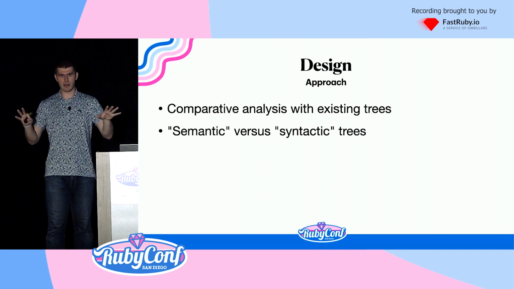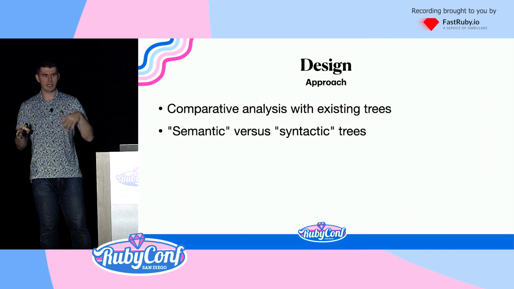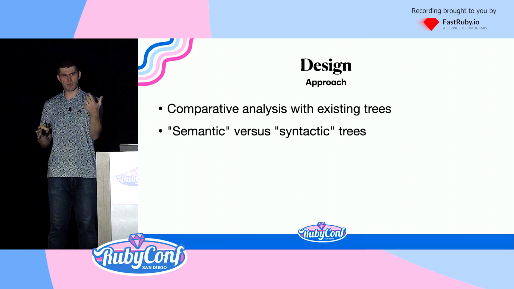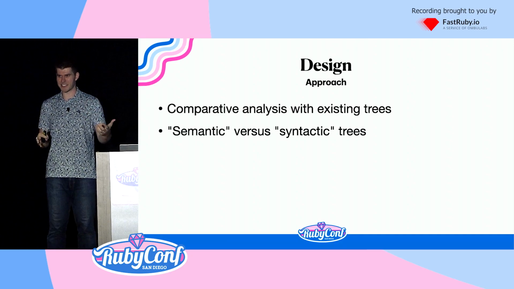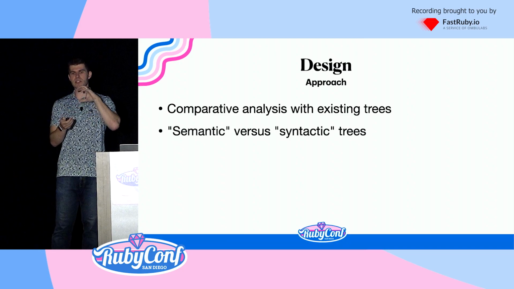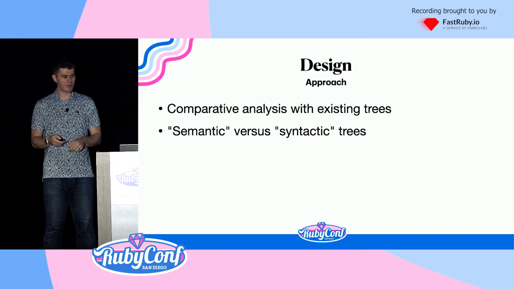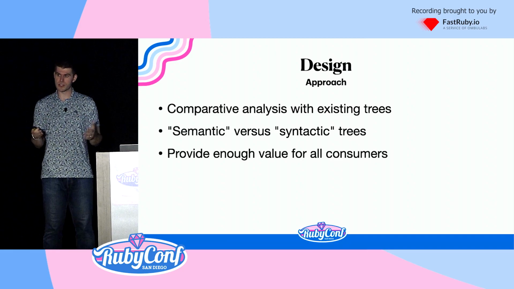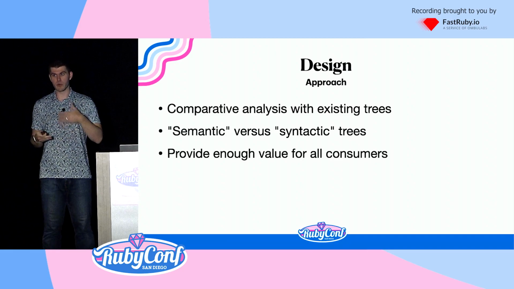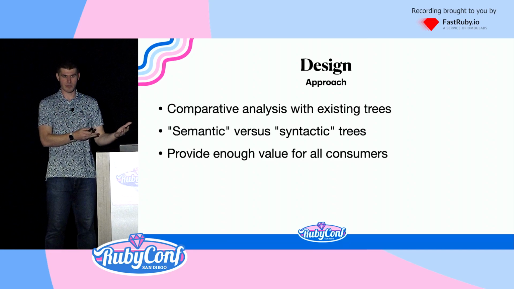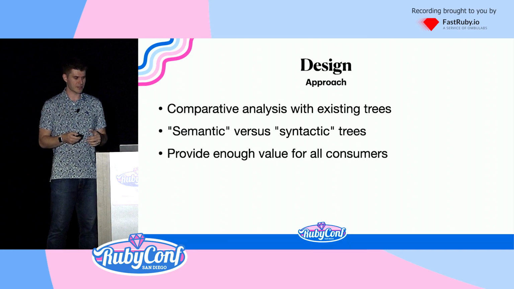That doesn't mean anything semantically, because if you're writing to a constant versus writing to a global variable, those have very different semantics. So we wanted to have only nodes that represented the semantics of the tree and not the syntax of the tree. But we wanted to provide enough information that all consumers could use this in any way. So if you wanted to use it as a linter, you can still get back to the fact that it was an assignment, but it wasn't the default.